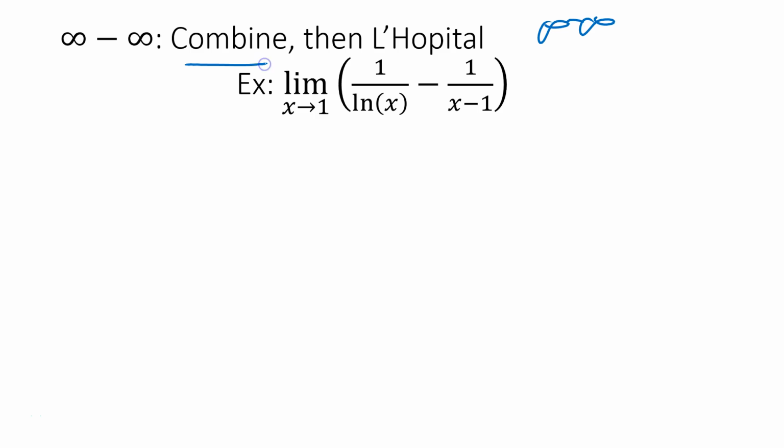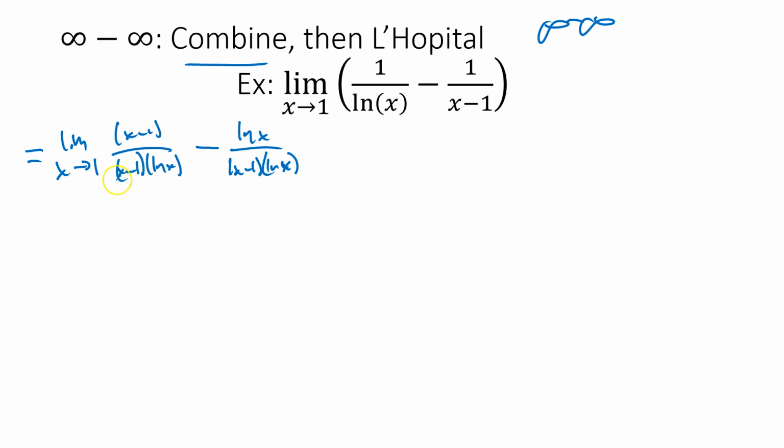What we're going to do is use our algebra skills to combine these, and then we should be able to use L'Hopital. So this is not L'Hopital. I'm just rewriting this rational expression to see what happens. So I'm going to find a common denominator. We'll have x minus 1 over x minus 1 times ln x. I just multiply by x minus 1 on the top and bottom there. Then we subtract off ln x over x minus 1 times ln x.